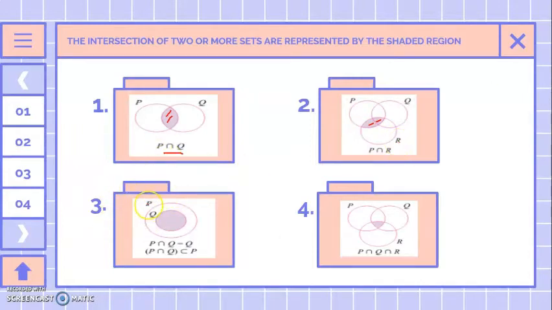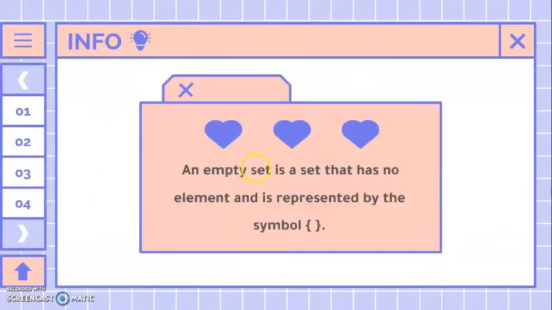And the third one is P and Q. So Q is inside of P. So you can write it like P intersect with Q equals Q, or in brackets, P intersect Q is a subset of P. This symbol means subset, which means this set is inside of P. And lastly, we have P, Q and R. The shaded region is here. So P intersect with Q intersect with R.